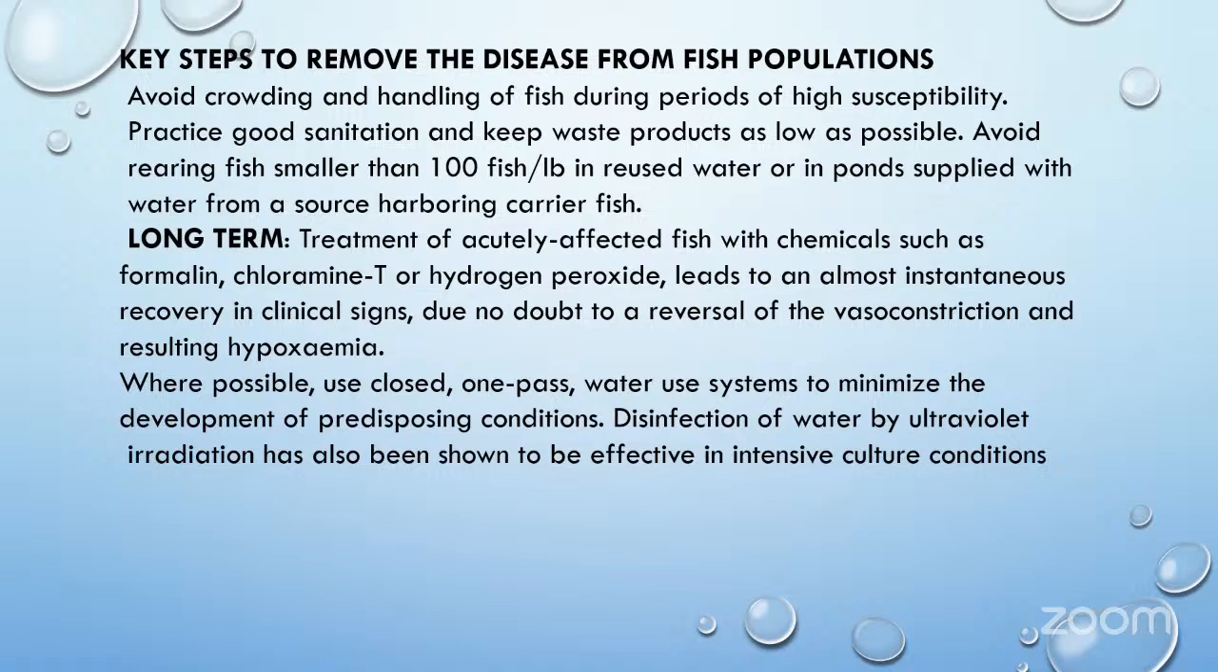Now, what is the long-term treatment? Treatment of acutely affected fish with chemicals such as formalin, chloramine T, or hydrogen peroxide leads to an almost instantaneous recovery in clinical signs, due no doubt to a reversal of the vasoconstriction and resulting hypoxemia.